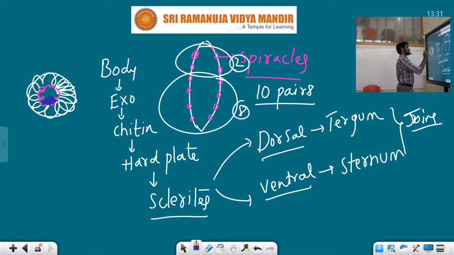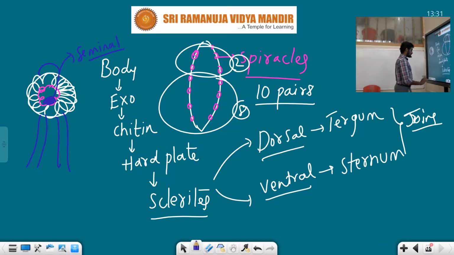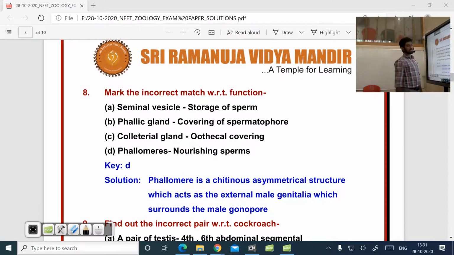Above this is the mushroom gland, and the phallic gland is also present here. This is the phallic gland root, and this is the ejaculatory duct, right student? So this part is the seminal vesicle. The seminal vesicle is responsible for the storage of sperm. So A option is correct.